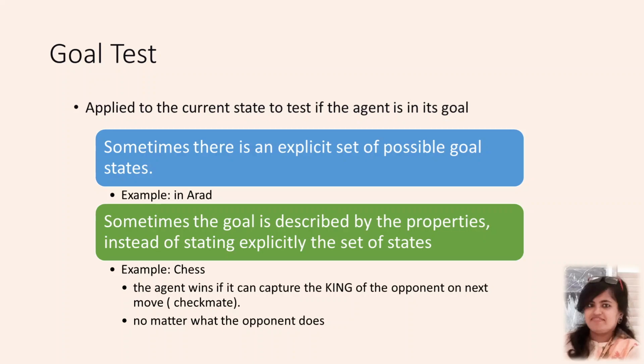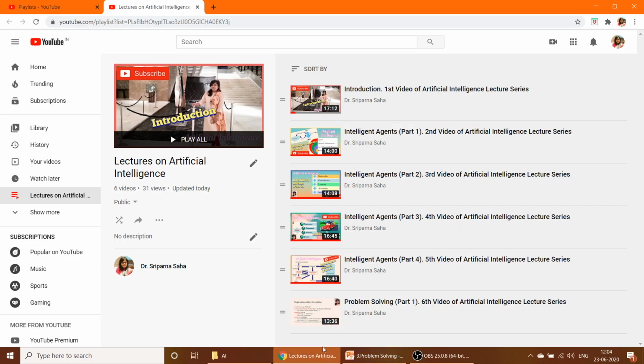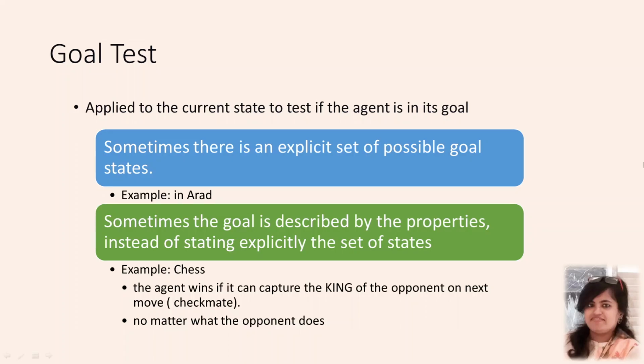then it is the implicit way of representing the goal test, and it is no matter what the opponent does. To get a better idea about this goal test, you can refer to this video, that is the problem solving part 1 video. Now just come over here. So this is the goal test.